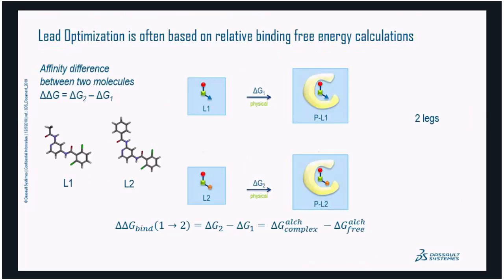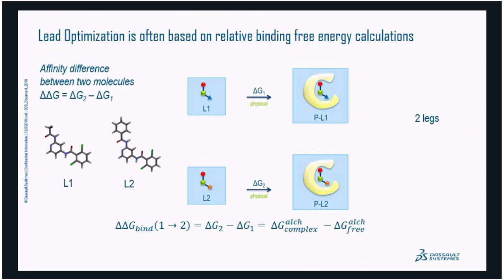Now, before I go in and really talk about lambda dynamics and more specifically multi-site lambda dynamics, let's backtrack a little bit and think about when we're doing computational lead optimization. What is that based on? Well, that's based primarily on relative binding free energy calculations. Now, how do we calculate relative binding free energies? Well, we're calculating the affinity difference between two molecules.